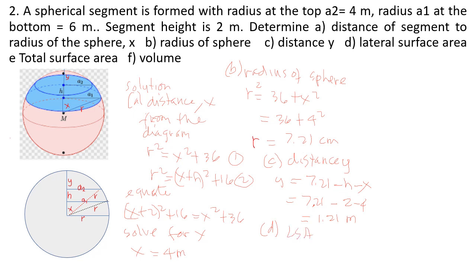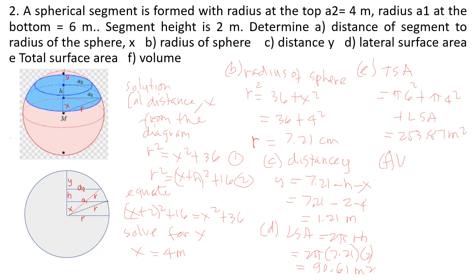So letter D, the lateral surface area equals 2 pi R h, equals 2 pi times 7.21 times 2, equals 90.61 square meters. Letter E, the total surface area: pi times 6 squared plus pi times 4 squared plus the lateral surface area, equivalent to 253.87 square meters.